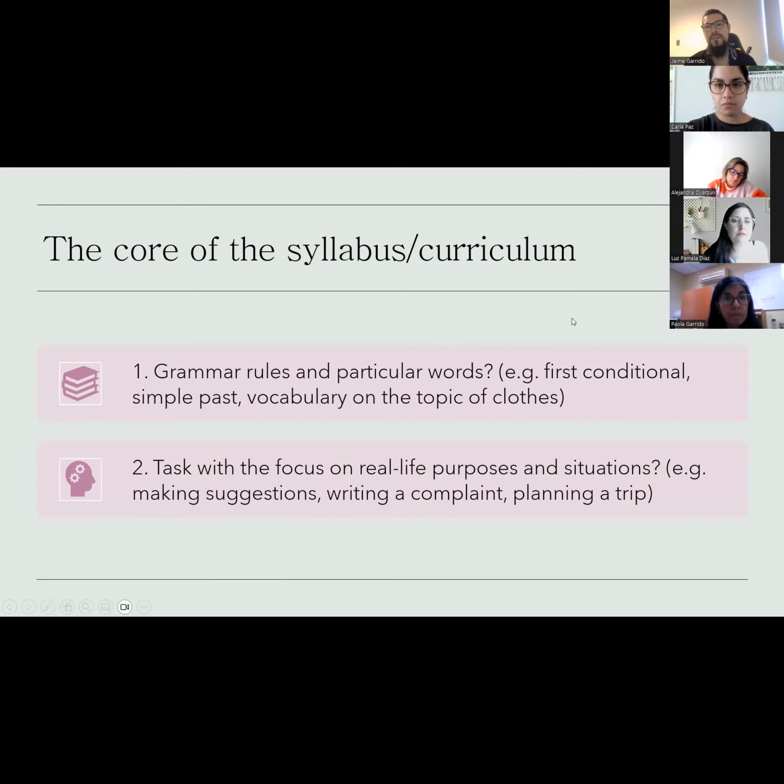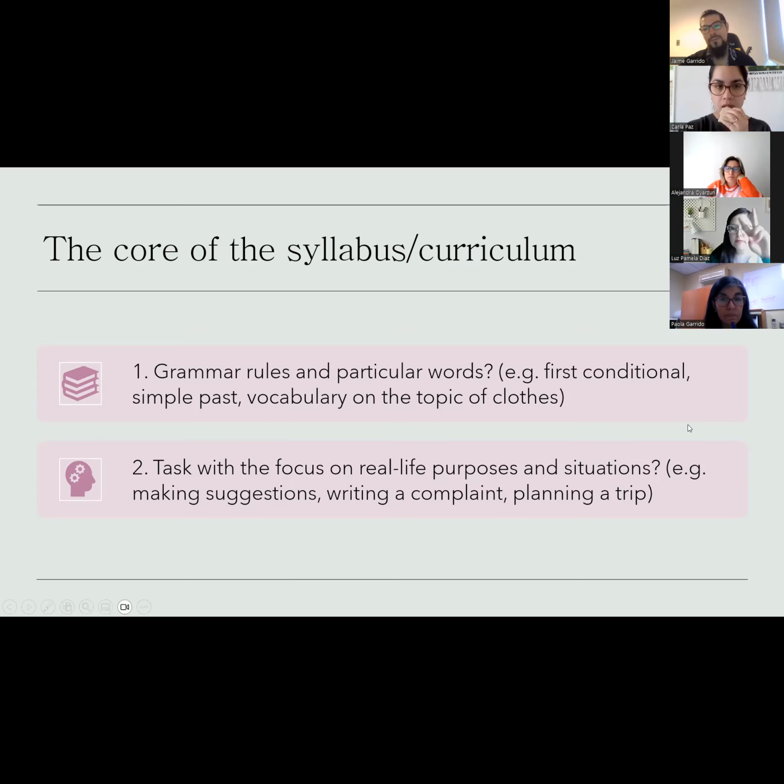Now, this is a question for you. What should be the core of the syllabus or the curriculum if we want to implement TBL as part of our daily basis in terms of teaching? Option one, should we focus on grammar rules, particular words, for example, teach first conditional, simple past, blah blah blah. Or option two, tasks with the focus on real life purposes and situations, for example, making suggestions, writing a complaint, planning a trip. What should be the core if we want to implement TBL in our daily teaching? Option one or option two?